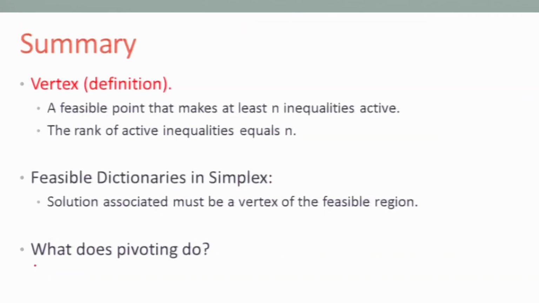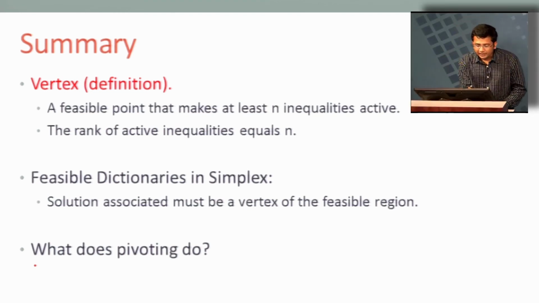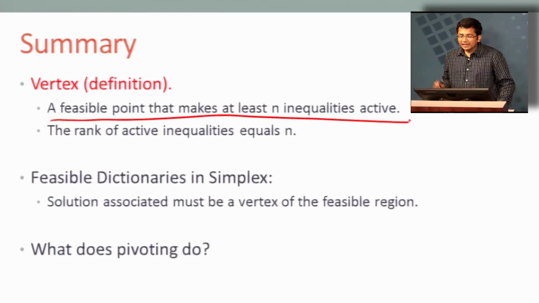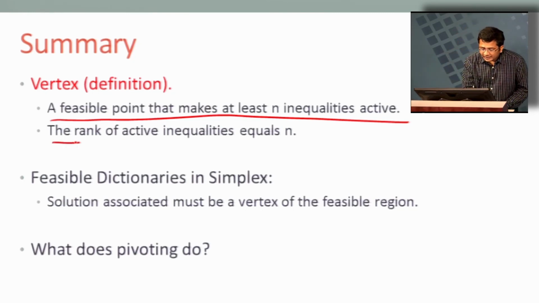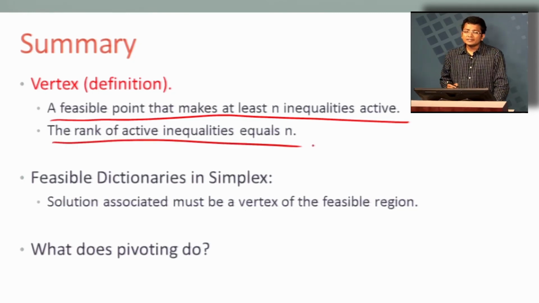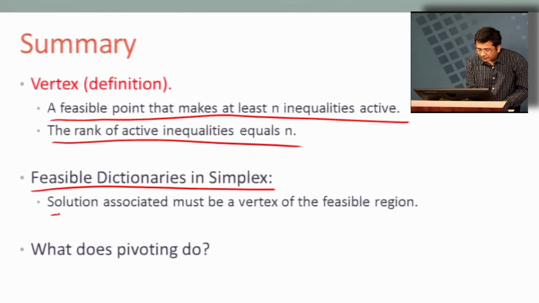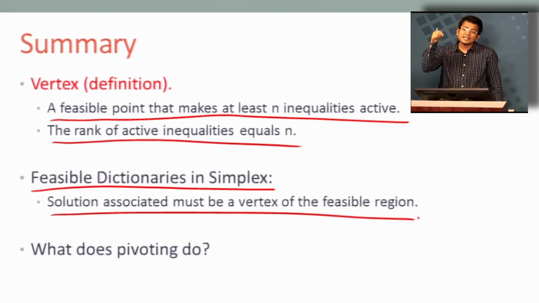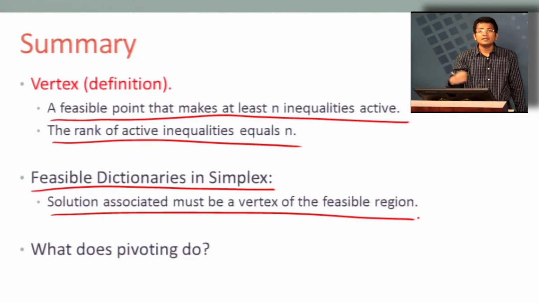All right, so we are almost at the end of this segment, and what we have done here is we have defined a vertex. We have defined a vertex as a feasible point that makes at least n inequalities active, and the rank of the active inequalities is n, so that together the faces defined by the active inequalities intersect and define a unique point, which is then called the vertex. All right. We talked about feasible dictionaries in simplex, and we said the solution associated with a feasible dictionary in simplex must be a vertex of the feasible region of the polyhedron.